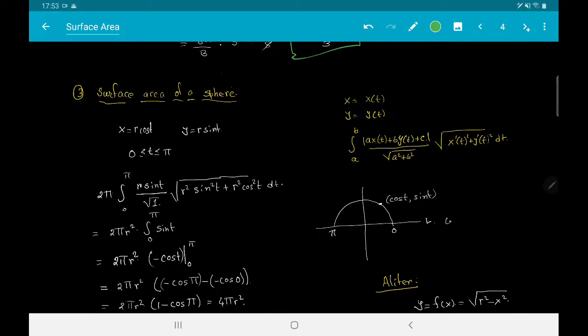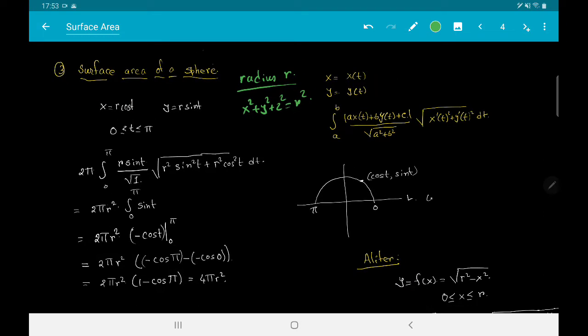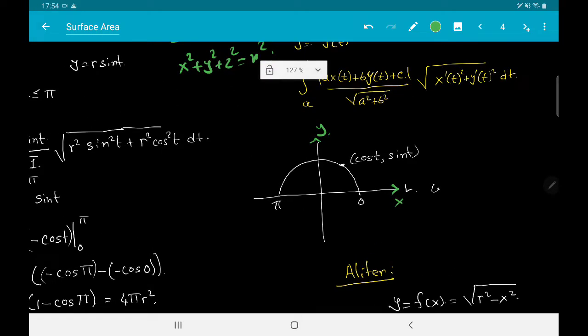What I do is take a sphere of radius r. Remember, just for your information, that a sphere is given by the equation x square plus y square plus z square equals r square. Okay, so I look at this picture. Suppose this is our x-axis, this is our y-axis, and I have a semicircle of radius r.